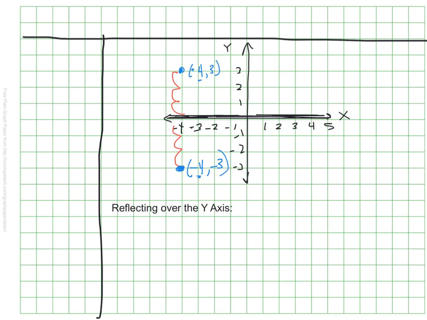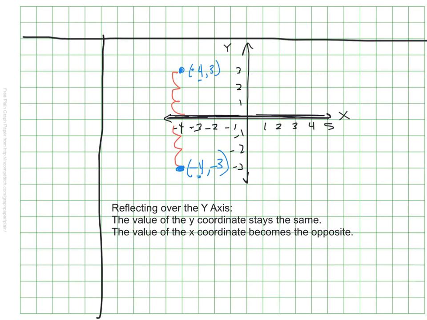Let's go ahead and summarize some of that information for our notes. First, let's take a look at reflecting over the y-axis. When the y-axis is our mirror, the value of the y-coordinate stays the same. However, on the other hand, the value of the x-coordinate becomes the opposite. We saw this with our example on the previous page, which was that -5, 3 became 5, 3. The x value changed from -5 to its opposite of 5, and our y value remained 3.